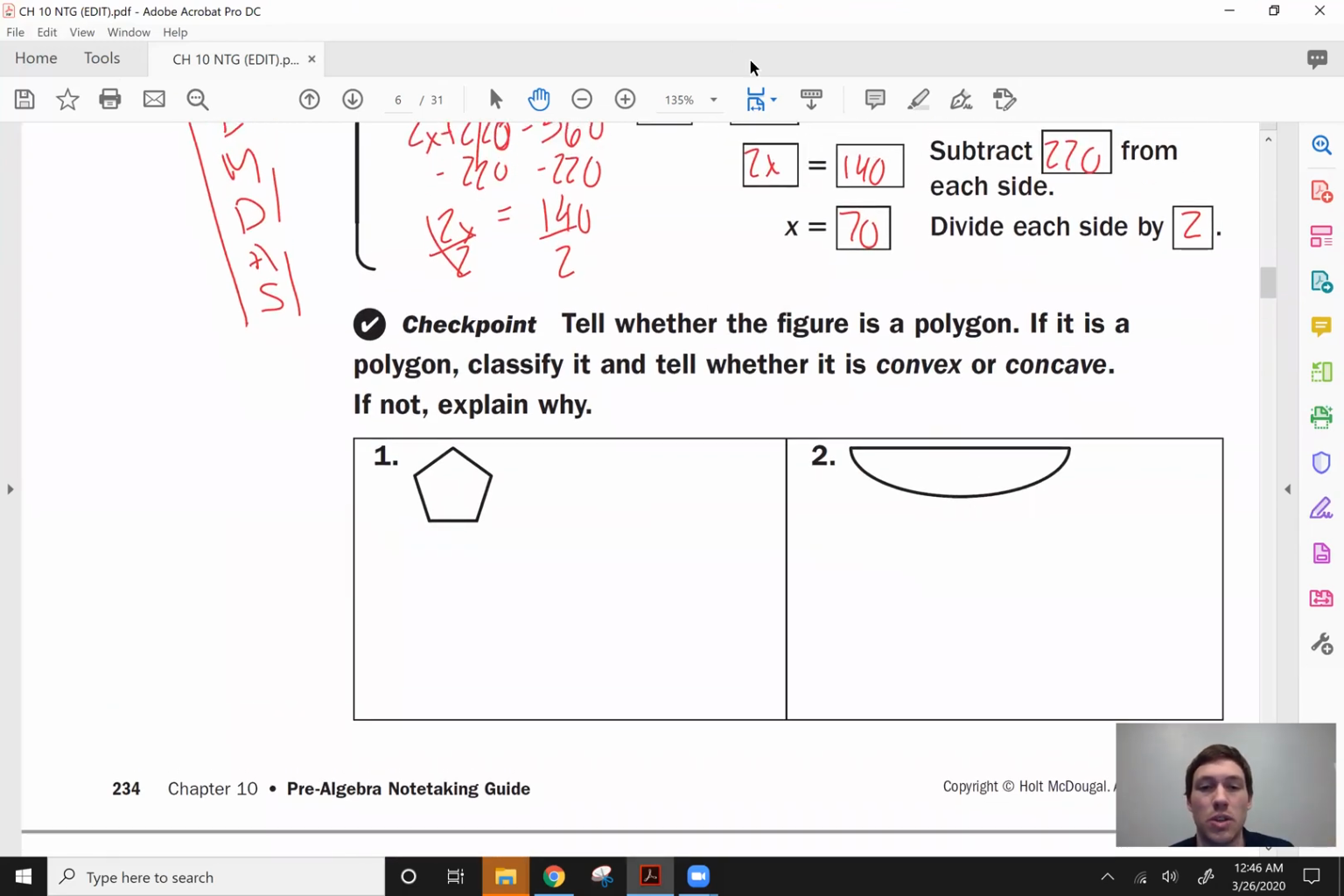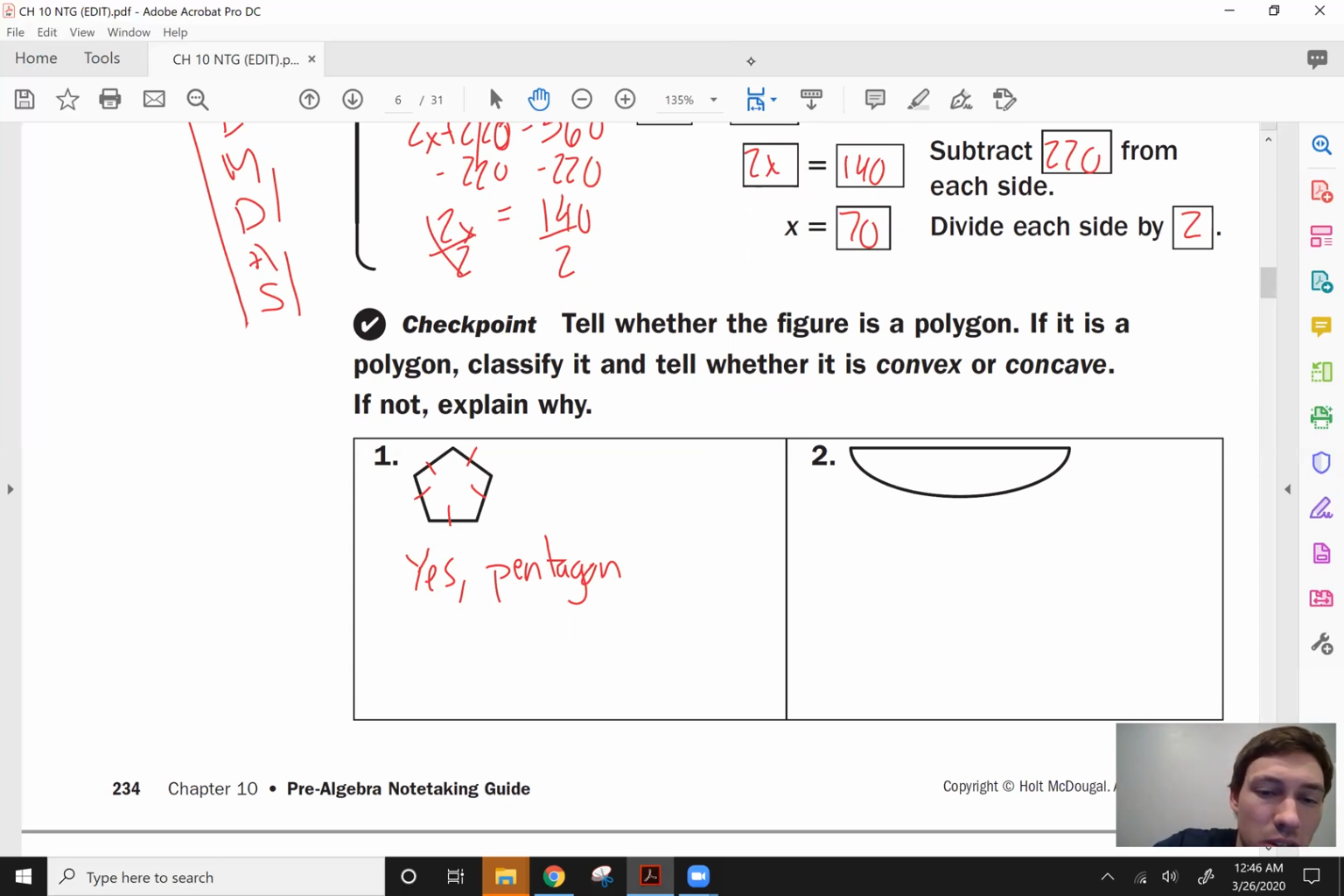Now, last one here says tell whether the figure is a polygon. If it is a polygon, classify it. Tell whether it's convex or concave, kind of like we did earlier. So again, this is 5-sided. So is it a polygon? Yes. This one's 5-sided, so it's a pentagon. And we don't necessarily know if all of them are congruent or not, so we can't say it's a regular pentagon. We can say it's a pentagon.